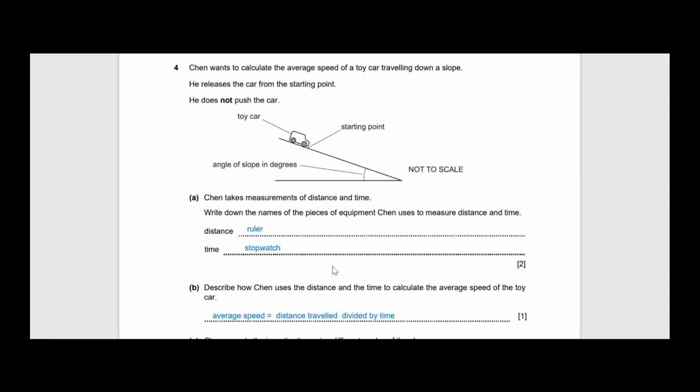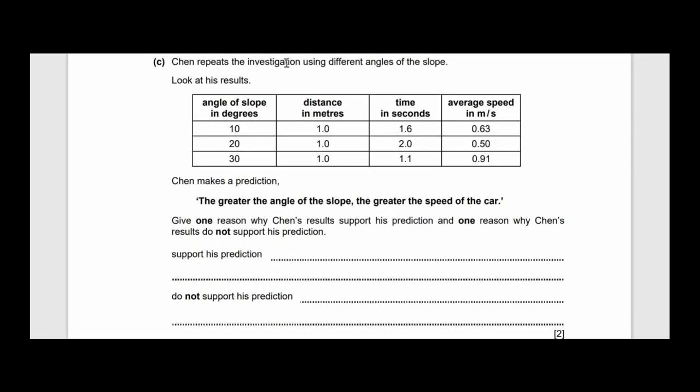Next, question C. Chen repeats the investigation using different angles of the slope: angle of slope 10, 20, 30, distance in meter 1, 1, 1, the same distance, time in seconds 1.62, 1.1, average speed 0.63, 0.50, 0.91. Chen makes a prediction: the greater the angle of the slope, the greater the speed of the car. Give one reason why Chen's results support his prediction and one reason why Chen's results do not support his prediction.